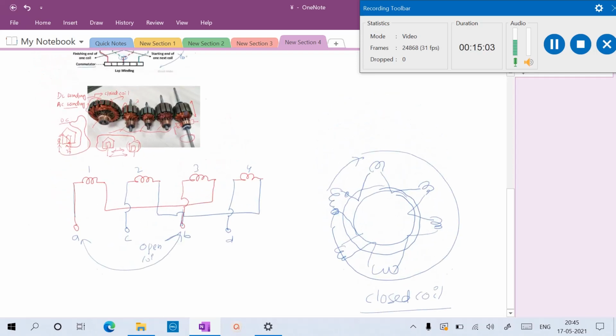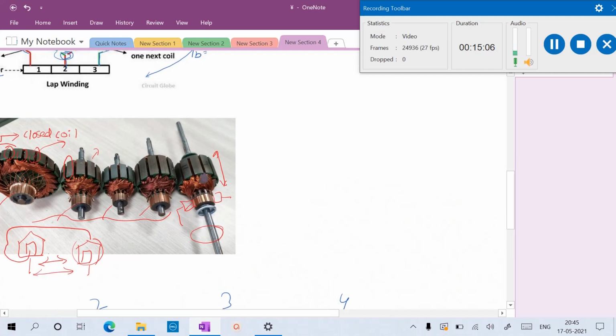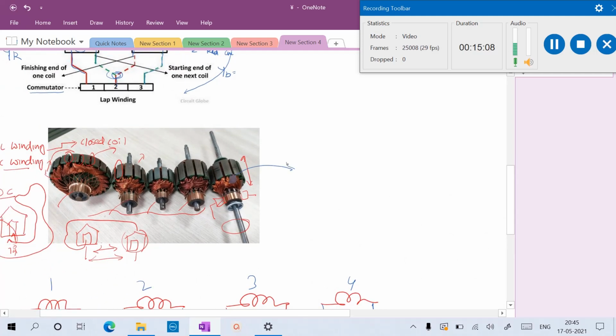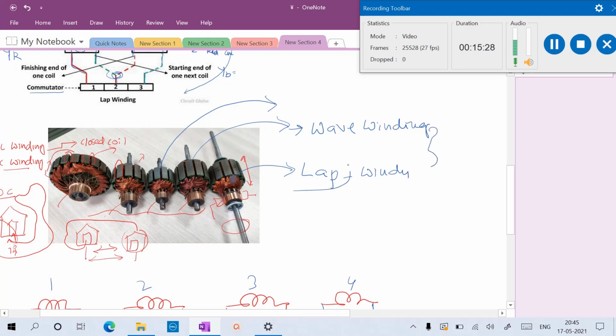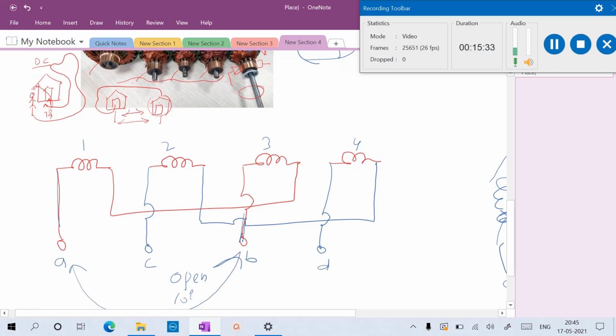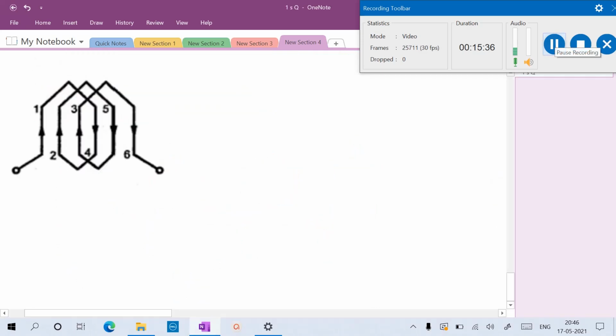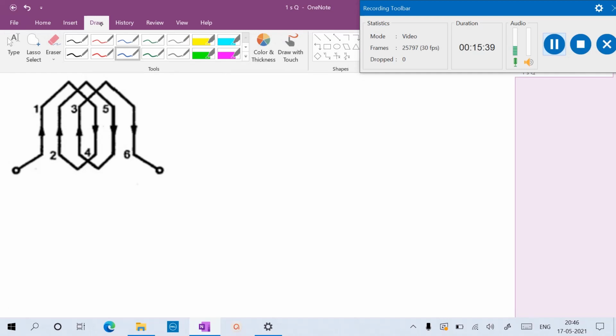So here you can see these armature windings. This winding may be different, this winding may be different, this winding may be different. How? Because this winding may be lap winding, this winding may be wave winding. So these are the different types of windings in a DC machine. Okay, so let us see what is lap and what is wave. Now this is the lap winding.